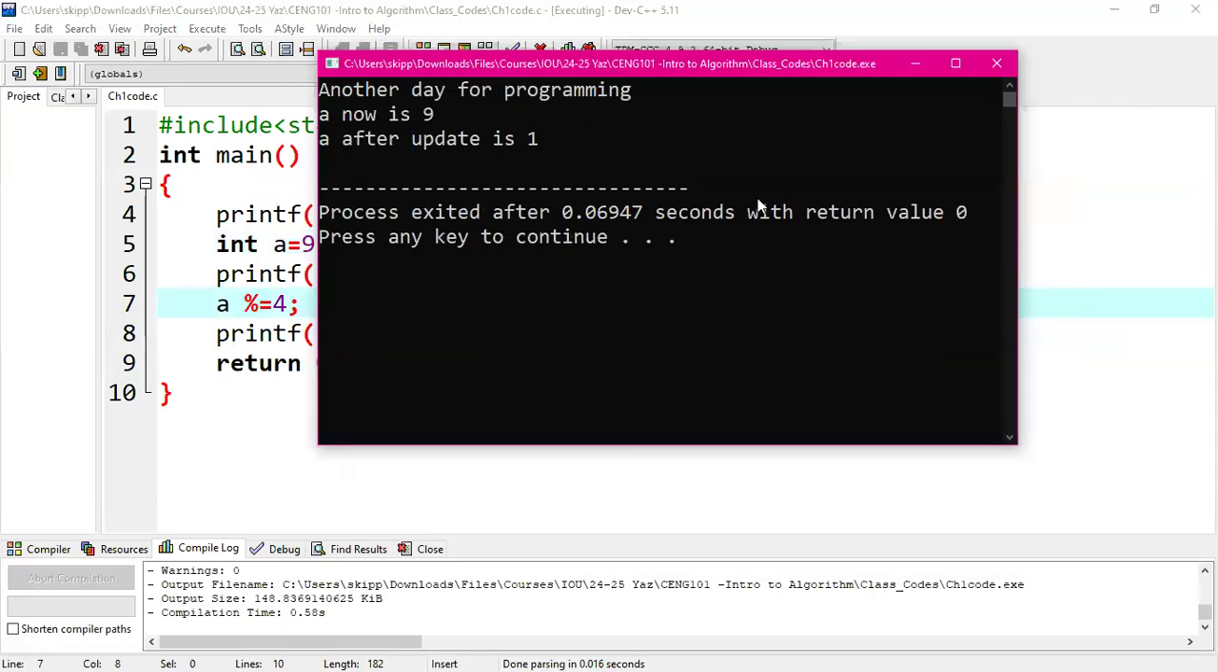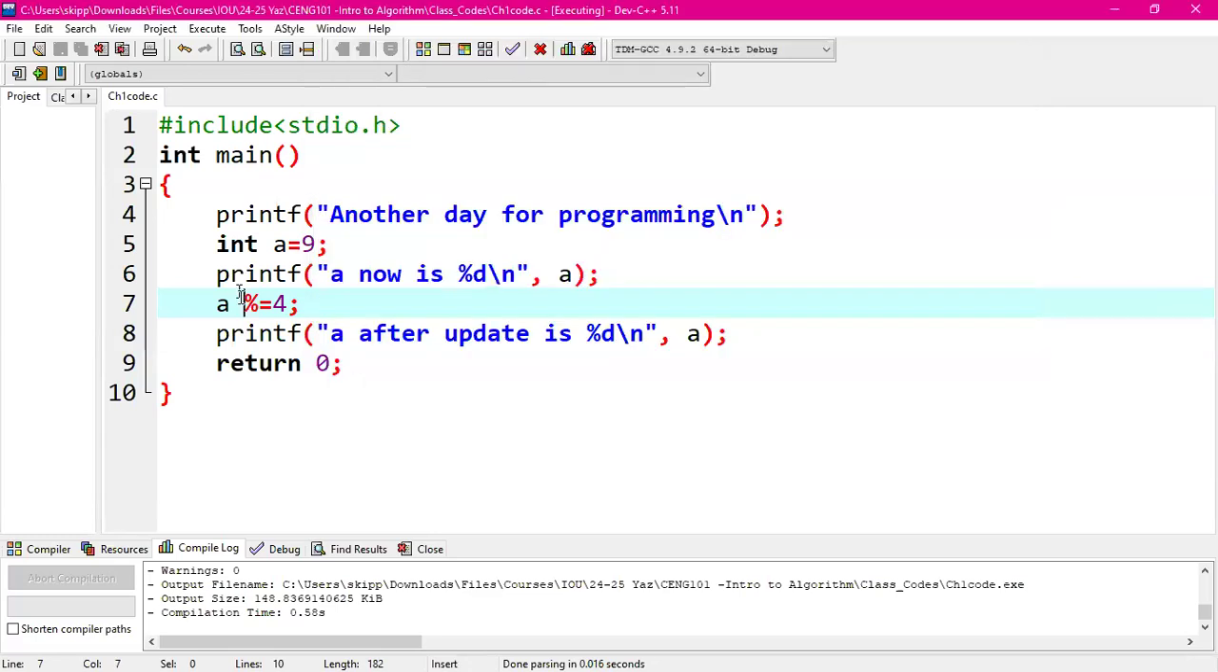9 mod 4. So when we divide 9 by 4, we can't. We can only divide 8 by 4. So we can subtract 8 from 9, and so the remainder is 1. All right. So this is what we call compound assignment. By the way we have done everything, this is compound assignment, this is simple assignment. I guess it's pretty understandable for you.